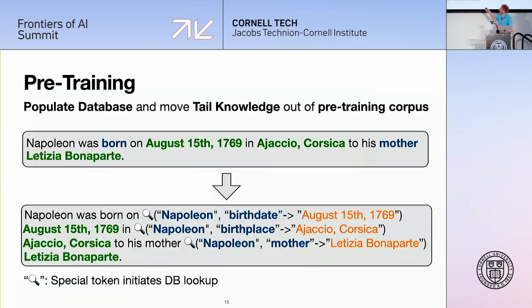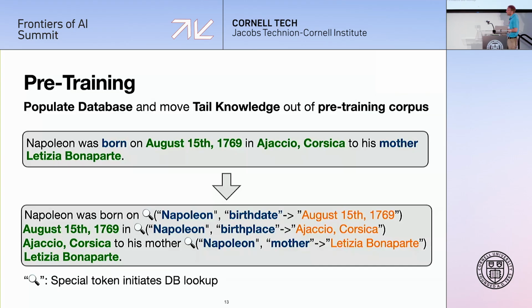And in blue is the common knowledge that it's fine to know. Like Napoleon was born, well, that's a no brainer, but the exact date, right? We don't actually want the model to remember this. So what we do is we take the sentence and we rephrase it into Napoleon was born on, and then we insert a lookup token, a very specific token that just says, look something up in the database. And then we look up Napoleon's birthday. And then we pretend there is this magical database that actually has all the answers. And we pretend that this database actually returns August 15, 1769. And then the text continues.